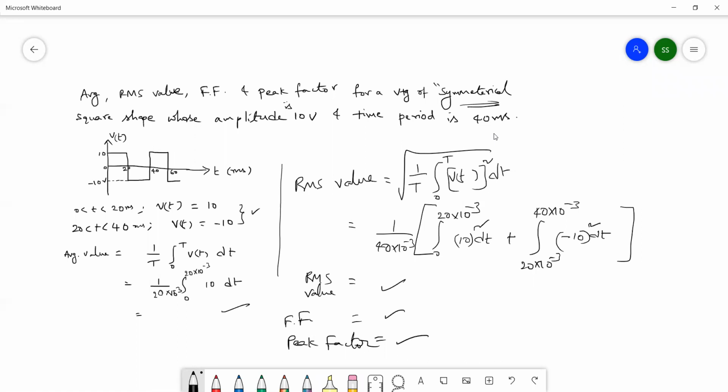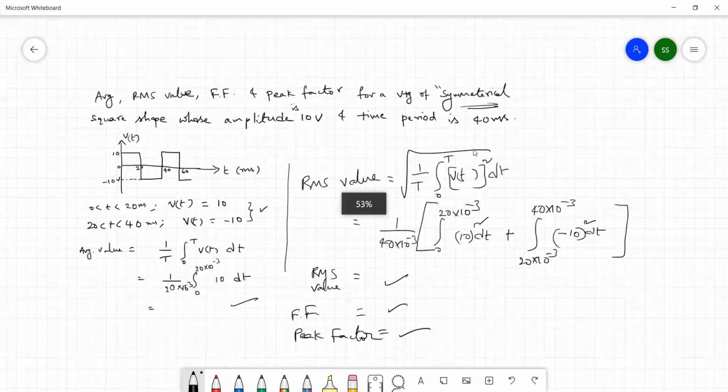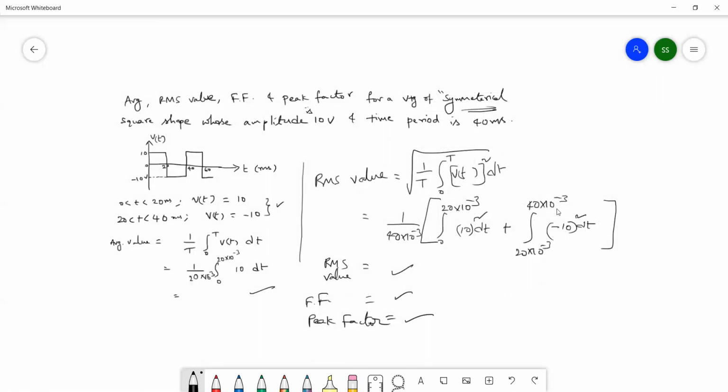Will you do that? Right. That is, peak factor is Vm, that means 10 by your RMS value. Whatever RMS you obtained, you can substitute it. Take this as your homework and do the calculation perfectly.